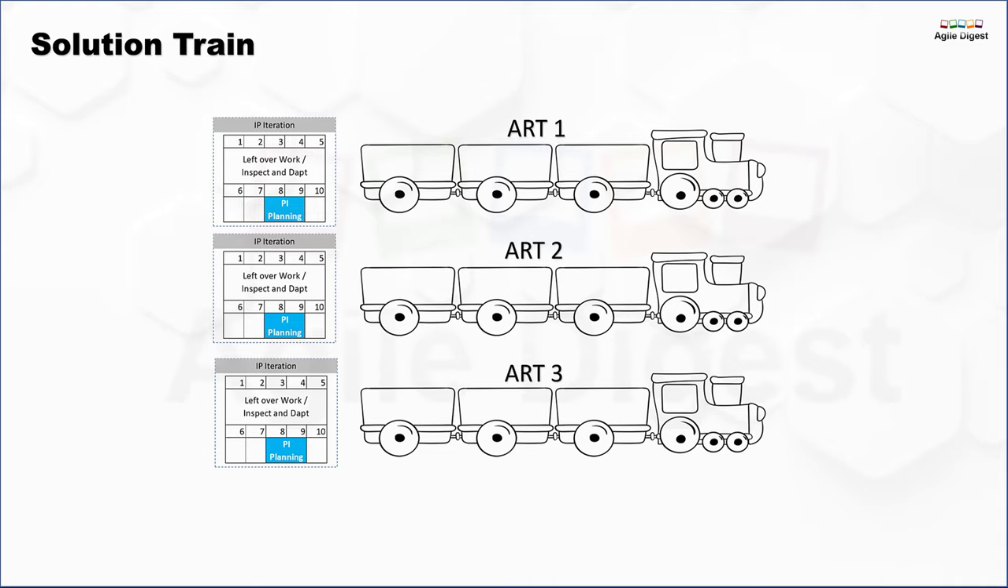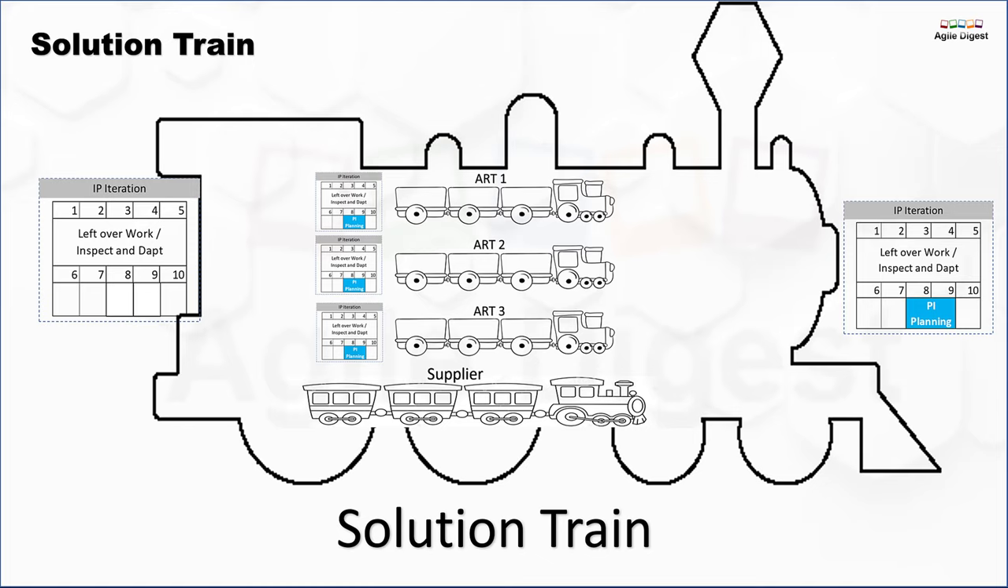So this is where we are doing the PI planning at ART level. In a solution train, if I look at one solution train, within the solution train there will be, say, these 3 ARTs, and you can also include suppliers as a part of your solution.